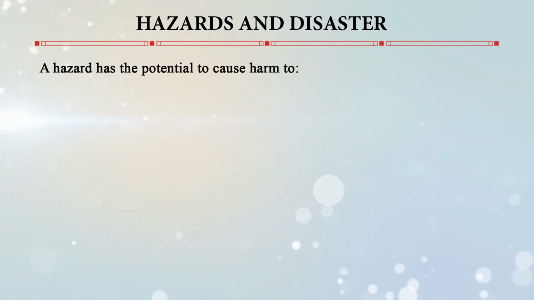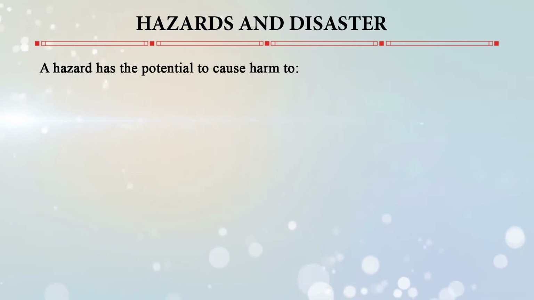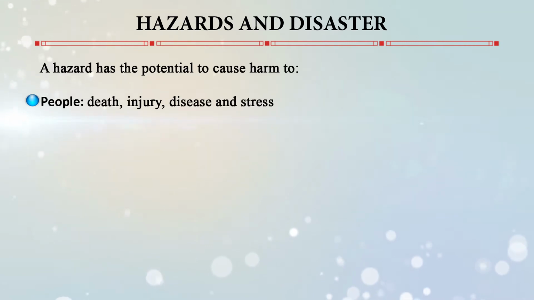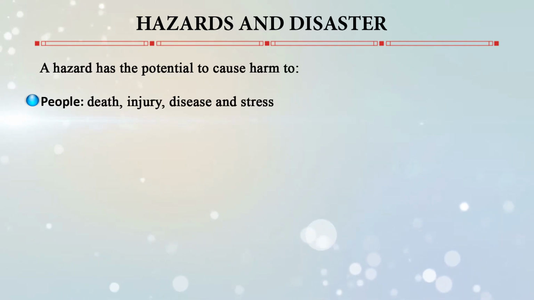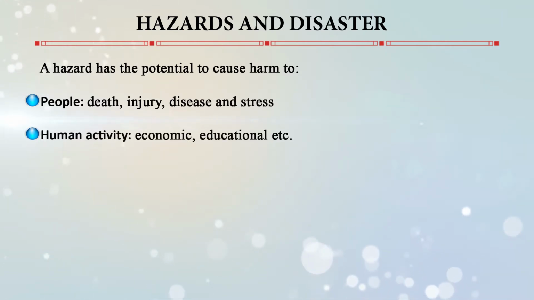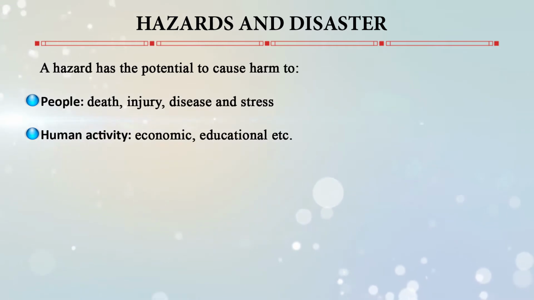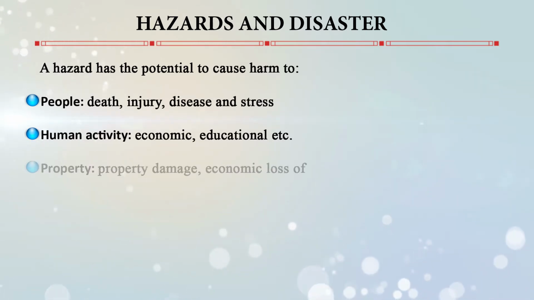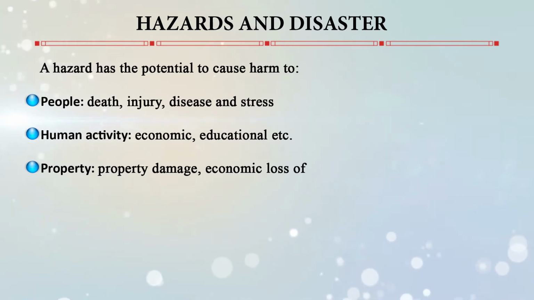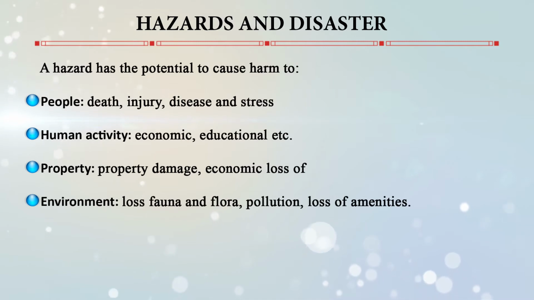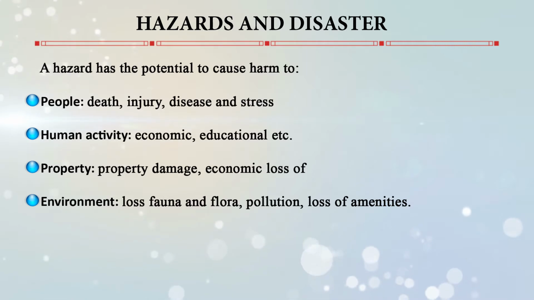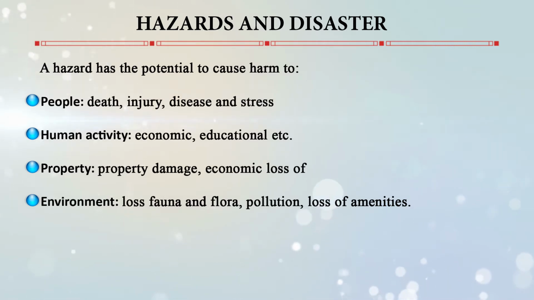Now a hazard has a potential to cause harm. It could be to people, to property, to the environment. To people it can cause death, injury, disease, and also stress. It can also cause economic loss, and there could be educational problems and losses that are incurred. Then for property and infrastructure there could be damage and economic loss, and in the same way to the environment. There could be loss of fauna and flora. Then there can be pollution of various kinds. They can also cause loss of essential amenities.